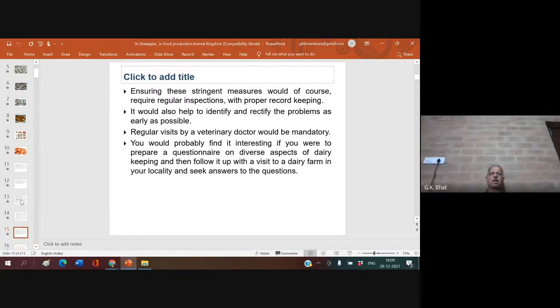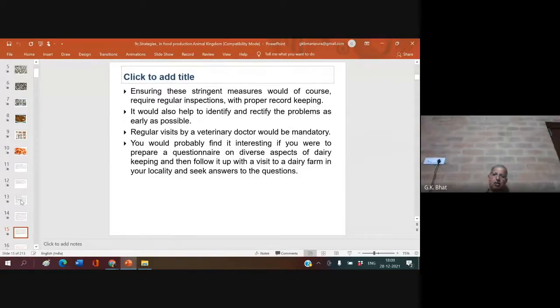You would probably find it interesting if you prepare a questionnaire on diverse aspects of dairy keeping and then follow it up with a visit to a dairy farm in your locality and see the answers to the questions after writing the NEET exam. Okay? One can do that.